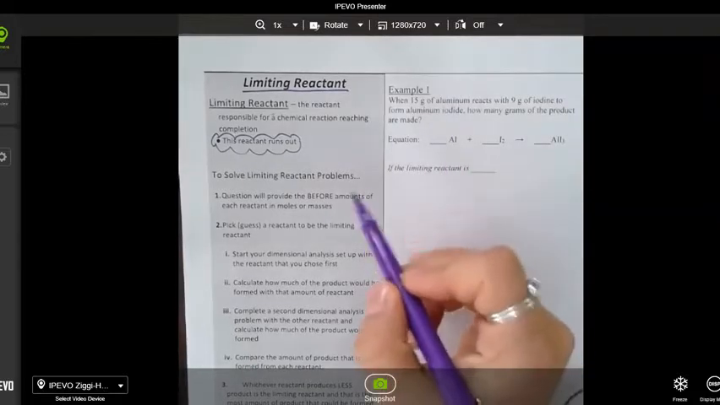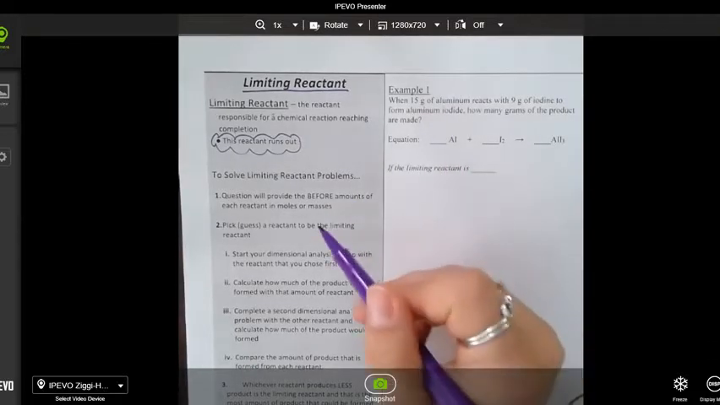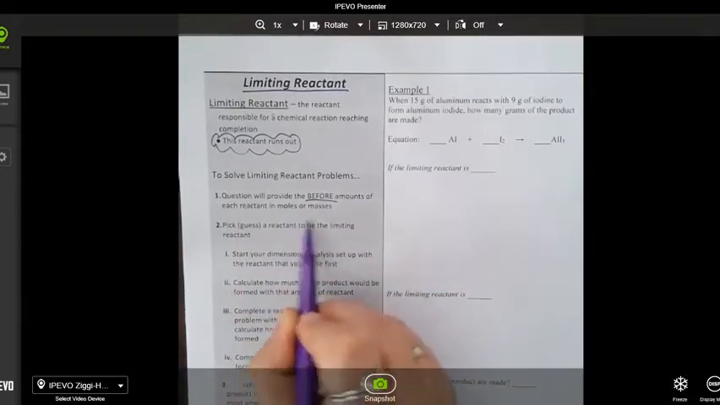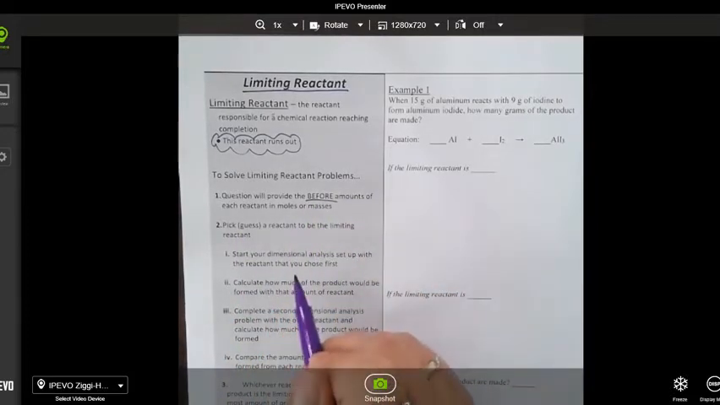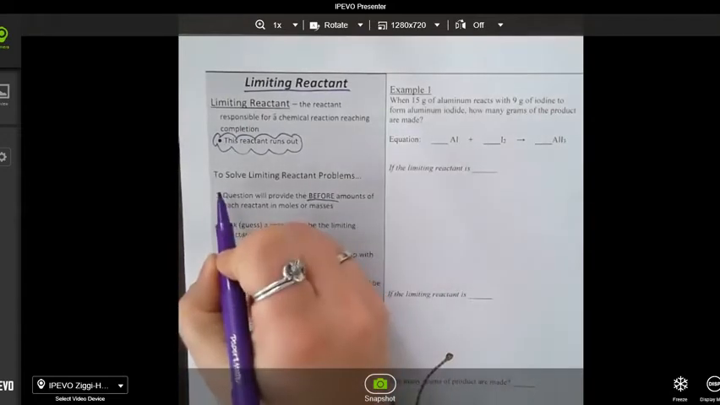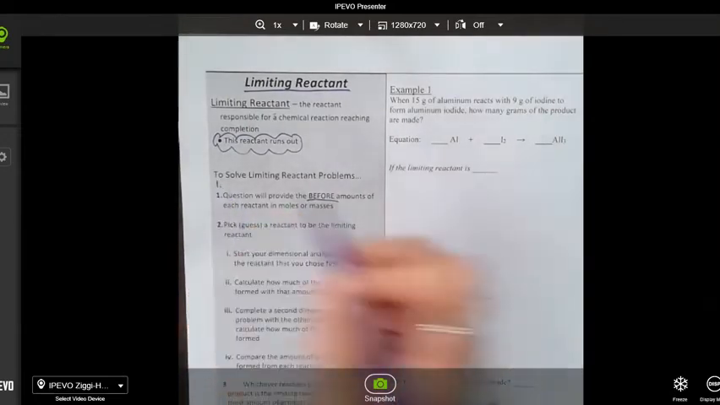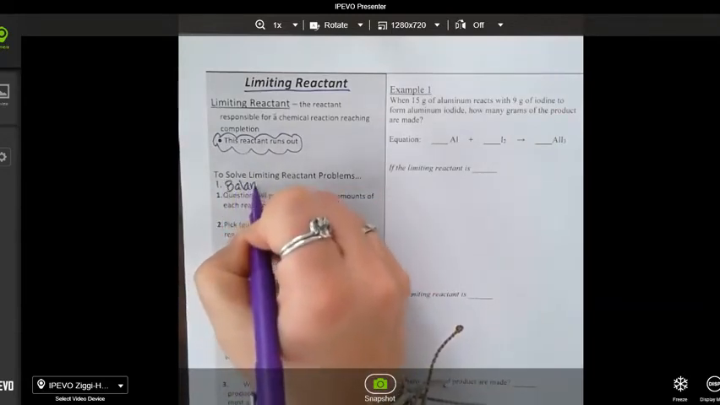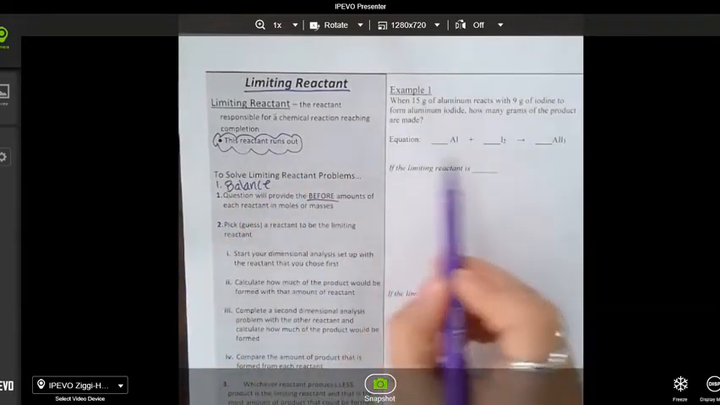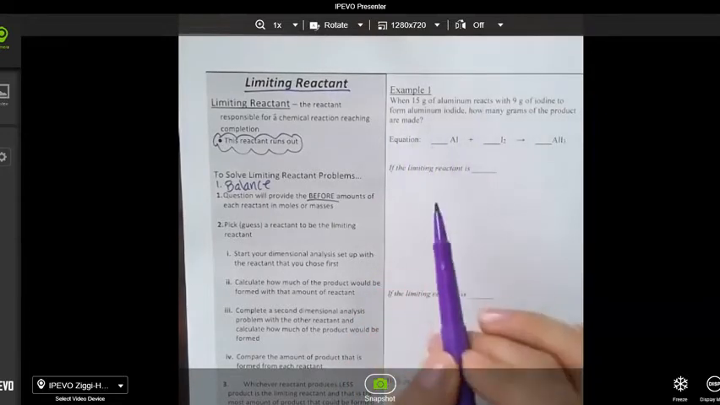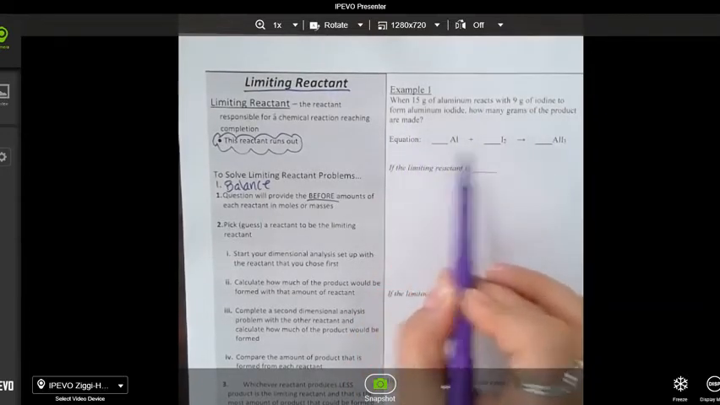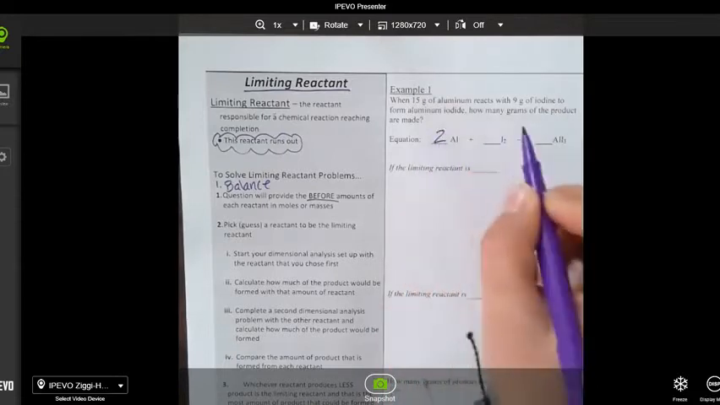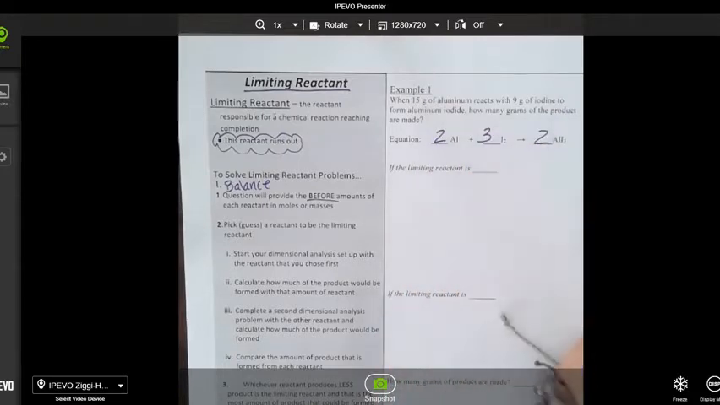So in order to solve a limiting reactant problem, the question will provide the before amounts of each reactant in moles or masses. So step number one overall, you really need to balance. If we take a look at this equation here, we'll talk about the example in a minute, but here's our equation. We have to balance it. And once it's all balanced, it's 2, 3, 2.